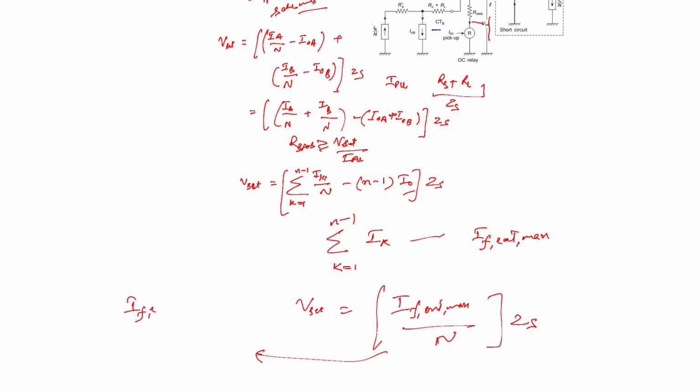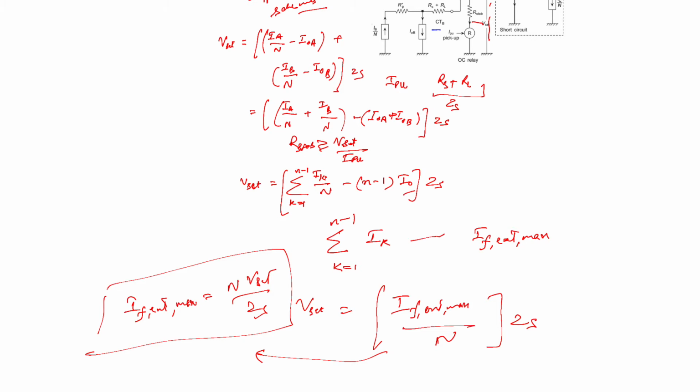IF external maximum is equal to N times V set divided by Zs. So this is the maximum external fault current up to which the differential relaying scheme remains stable. So we have calculated that.